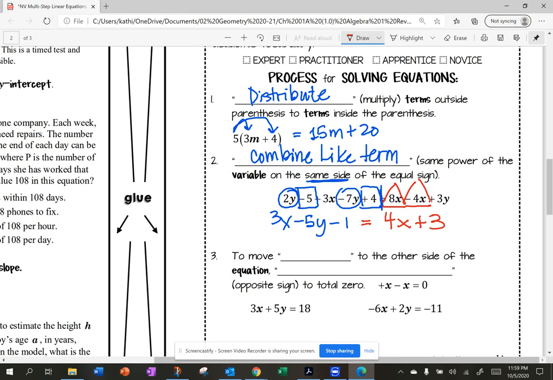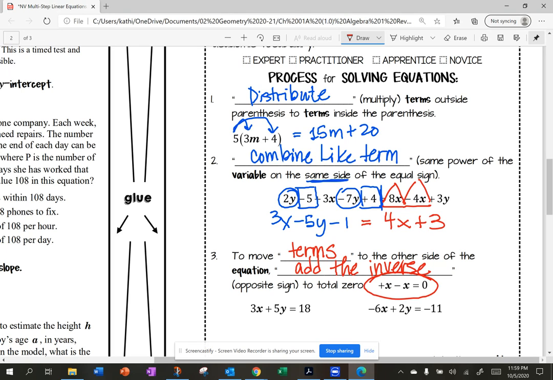Okay, next. To move terms to the other side of the equation, I add the inverse. Adding the inverse means I am using the opposite sign so that my total equals 0. So this is the big picture. When I have plus and minus the same number, my total is 0.